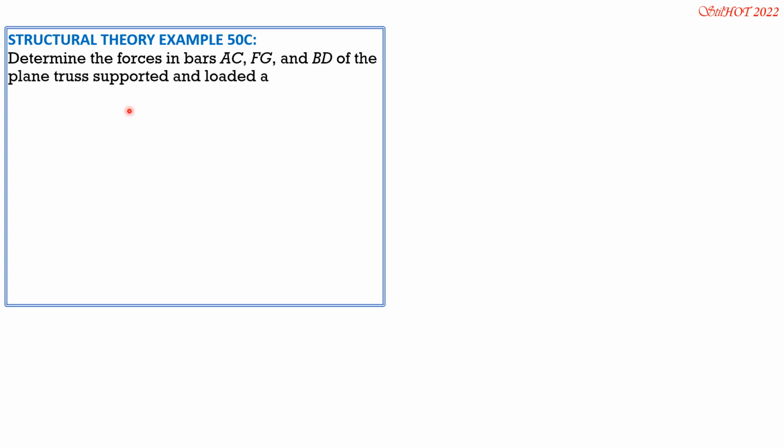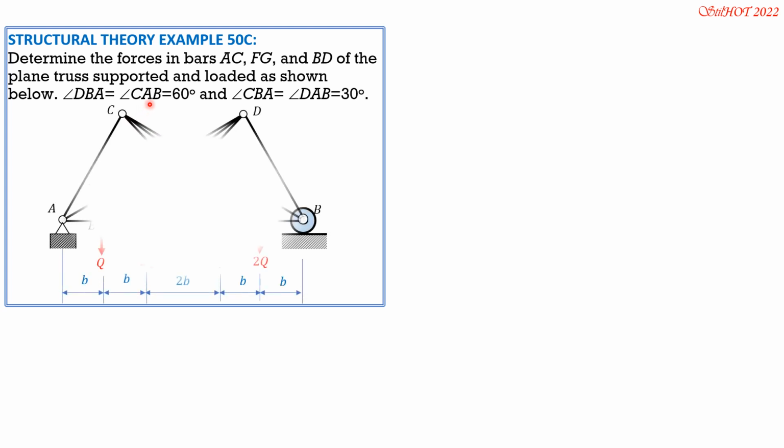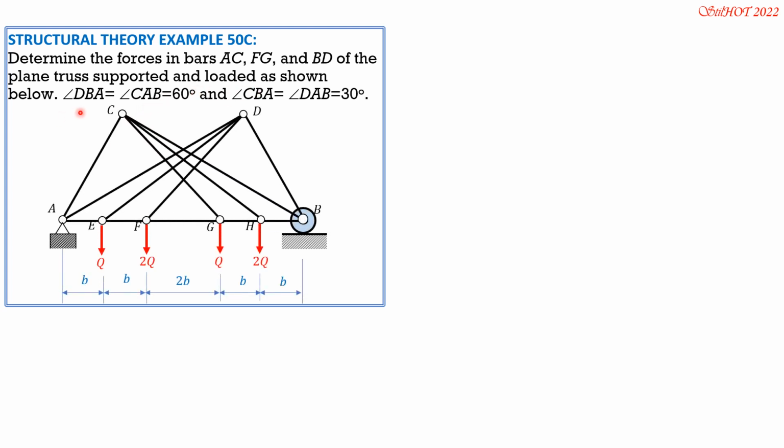So determine the forces in bars AC, FG, and BD of the plane truss supported and loaded as shown below. Angle DBA is 60, so this is 60 degrees, equal to angle CAB also. And angle CBA is 30. Angle DAB is also 30 degrees. So the horizontal component of reaction is 0 because there are no inclined loads. Vertical A_V, and this is R sub B.